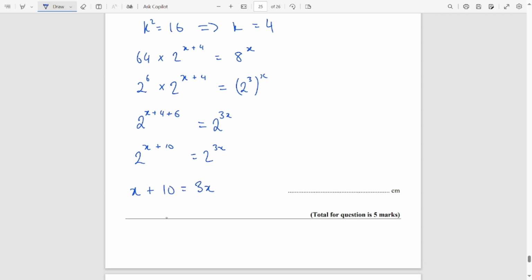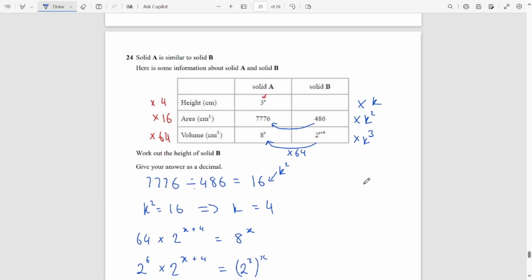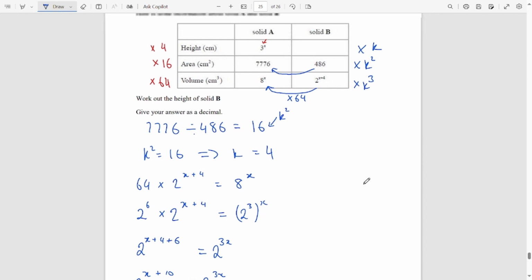And now I can go ahead and solve this. I'm going to subtract x from both sides, so 10 is 2x, and dividing through by 2, x is 5. Okay, great, we found out what x is. So that means I can come back up here and say that for solid A, this is 3^x, which is going to be 3^5, because x is equal to 5, and 3^5 is 243. So actually this here is 243.